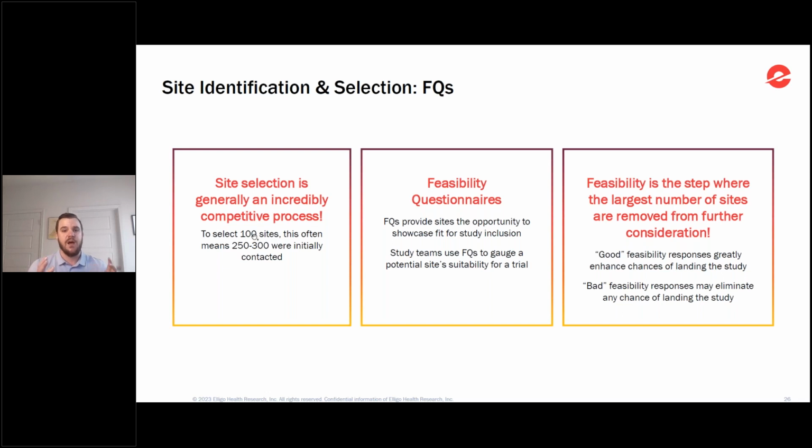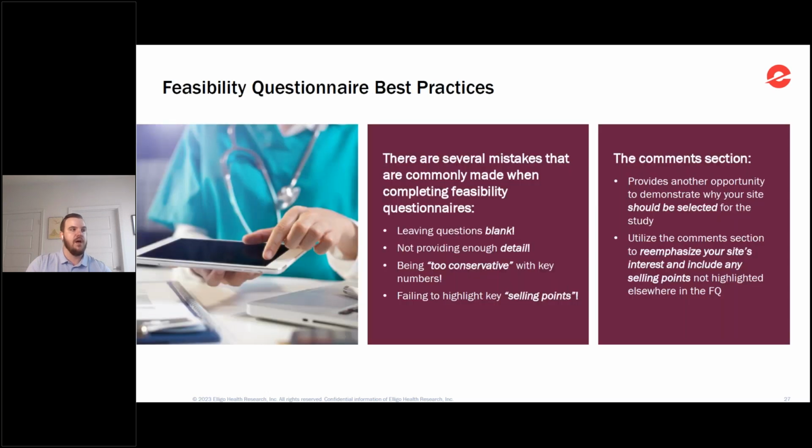So you can see how, which is typically a PSV or a pre-study visit, but you can see how this single step in the site identification, site selection process is so crucial as a site for putting your best foot forward and ultimately having the best chance of landing that study that's in a high interest area. So in giving that background, I wanted to talk about best practices for feasibility questionnaire completion.